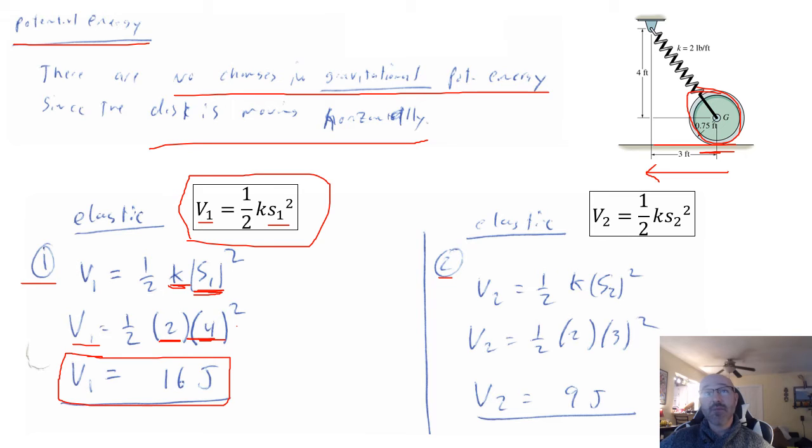Now we can do the same thing over here for our second position. So V2 is equal to 1/2 k s2 squared, from our governing equation for potential energy of a spring. So V2 is equal to, when we plug in a k value of 2 and our S2 that we calculated to be 3, do out our math there, and our V2 is equal to 9 joules.